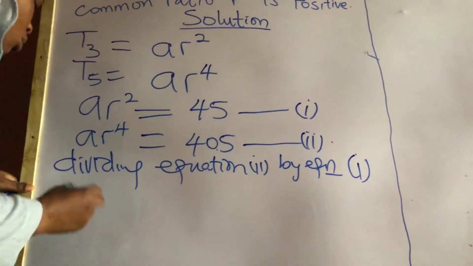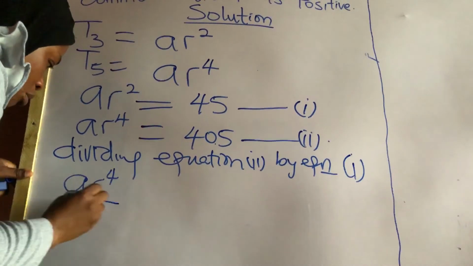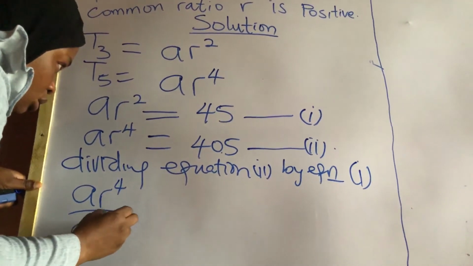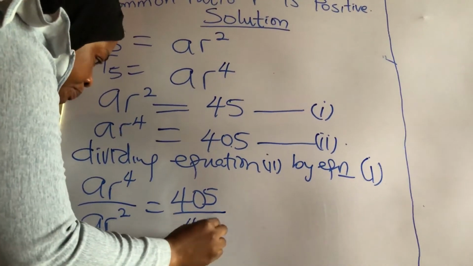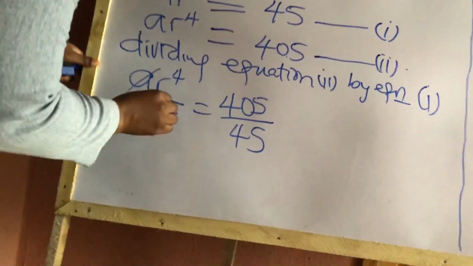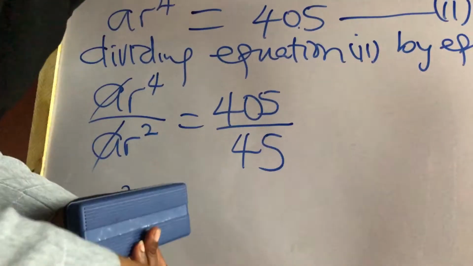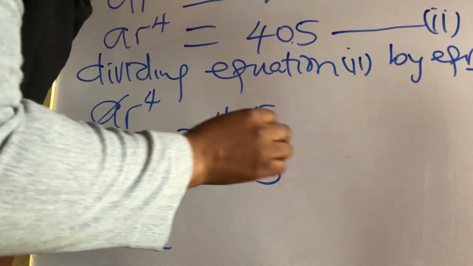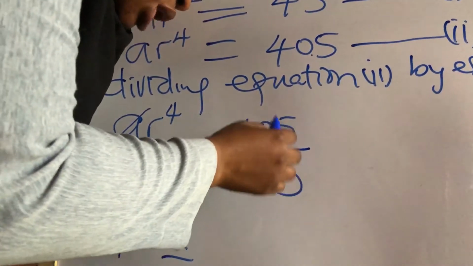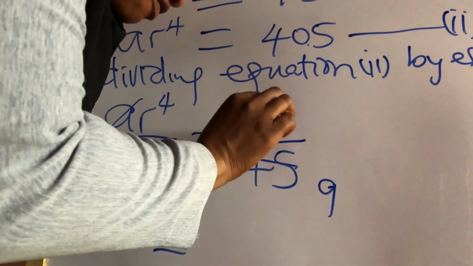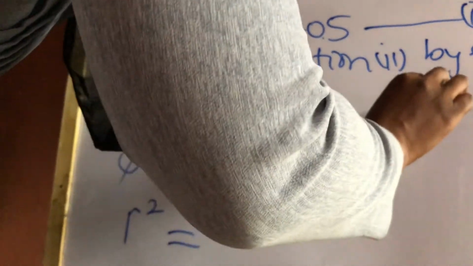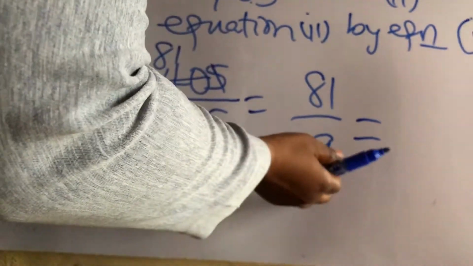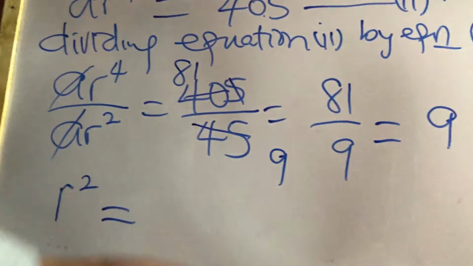by equation 1 gives, so we have a r raised to power 4 divided by a r raised to power 2 is equal to 405 divided by 45. So here a can cancel a. If you are not using a calculator, like I'm not using a calculator now, we can see that 5 can divide the two numbers. So 5 here 9, 5 here 8, 5 here 1. So we are left with 81 divided by 9. And here, how many 9 can we get in 81? It is equal to 9.